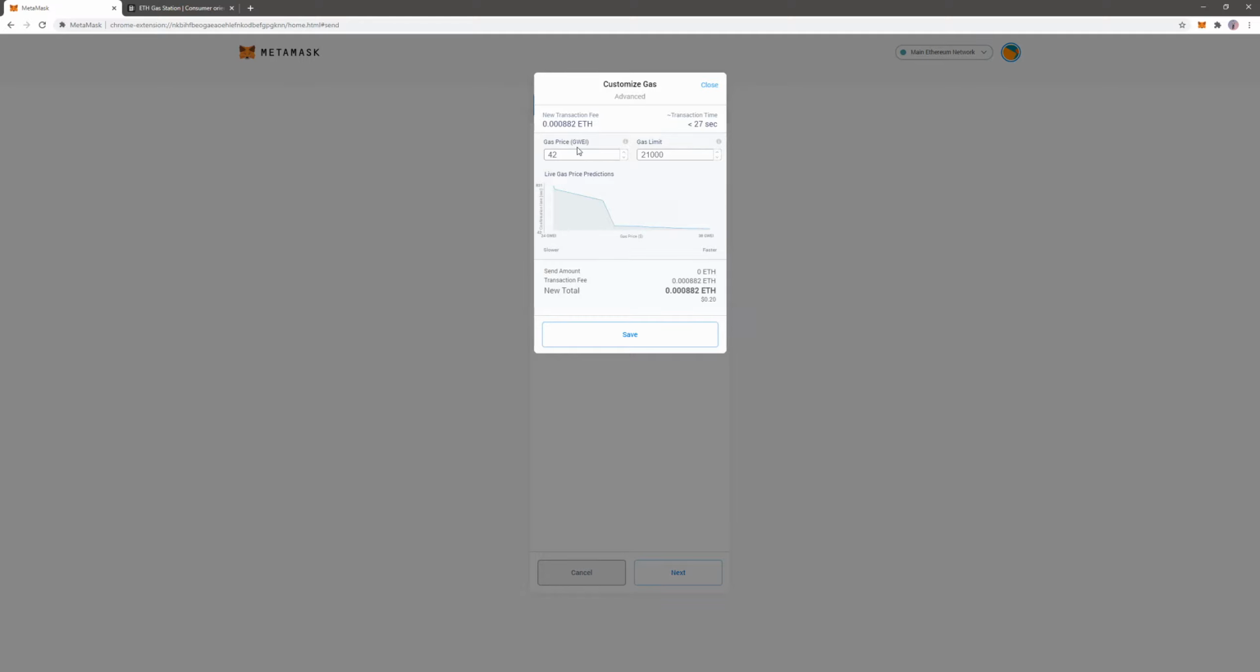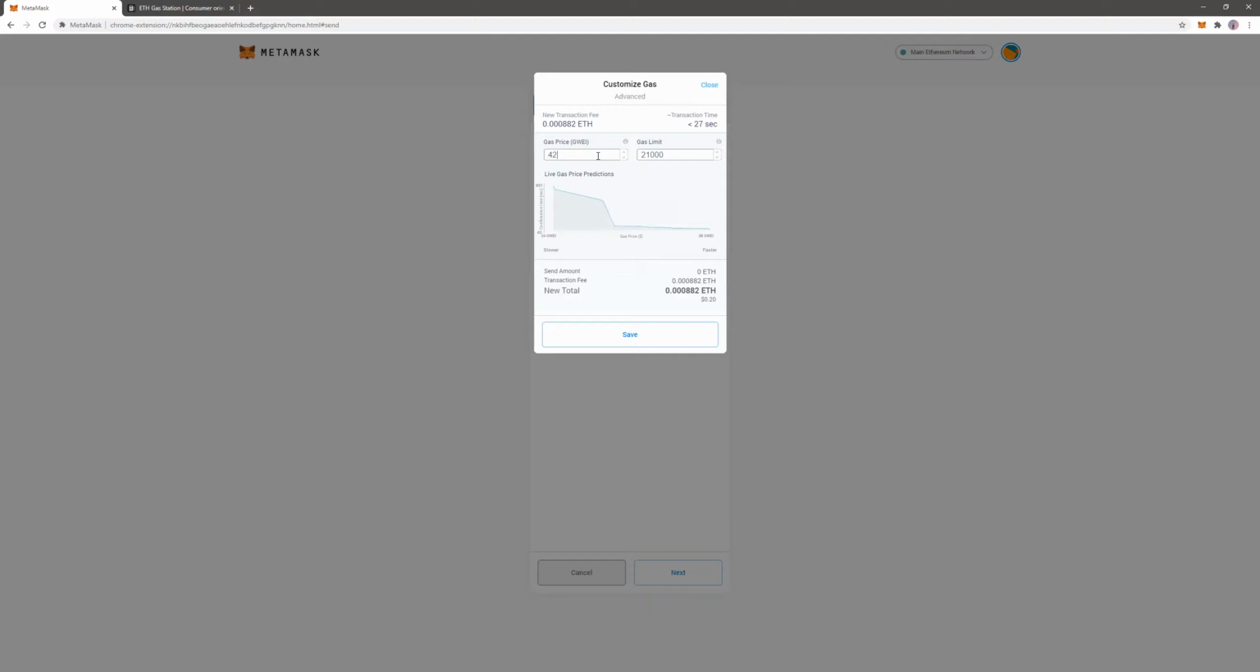Now what GWEI is, basically, GWEI is another way of saying 1 billion Wei. And if you're wondering what Wei is, it's the smallest denomination of ETH or Ether. So you might already know that 1 Satoshi is the smallest denomination of Bitcoin. 1 Wei is the smallest denomination of Ether. And the reason it's GWEI instead of Wei is because humans do a lot better job of reading the number 42 than they do 42 billion. So that's all you really got to know with GWEI.